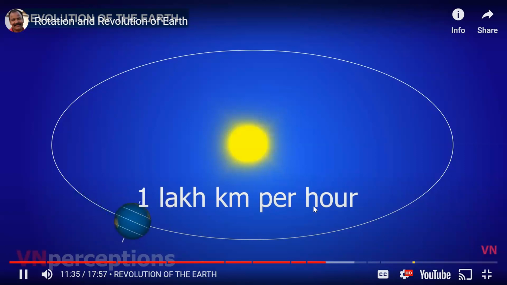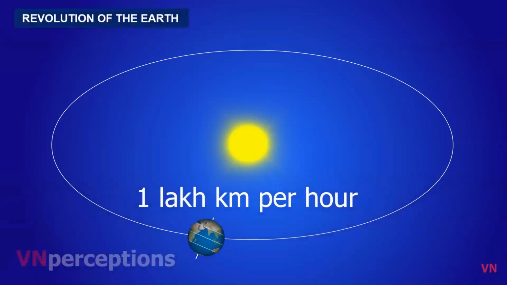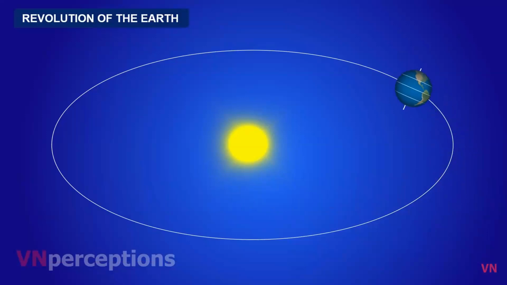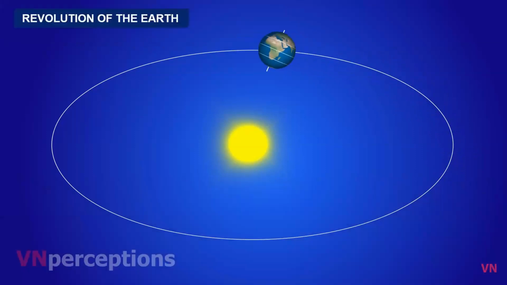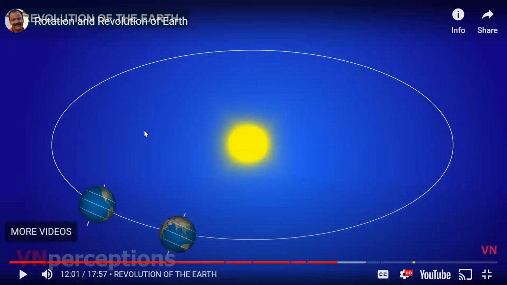The Earth is spinning at a speed of 1,670 kilometers per hour, and the Earth is revolving around the Sun in an elliptical orbit at a speed of 1,00,000 kilometers per hour. Now, if we see the revolution, the Sun is not exactly in the center of the ellipse. Because it is not at the center of the ellipse, there are times when the Earth is closer to the Sun. Is it correct that the Sun is not in the center?